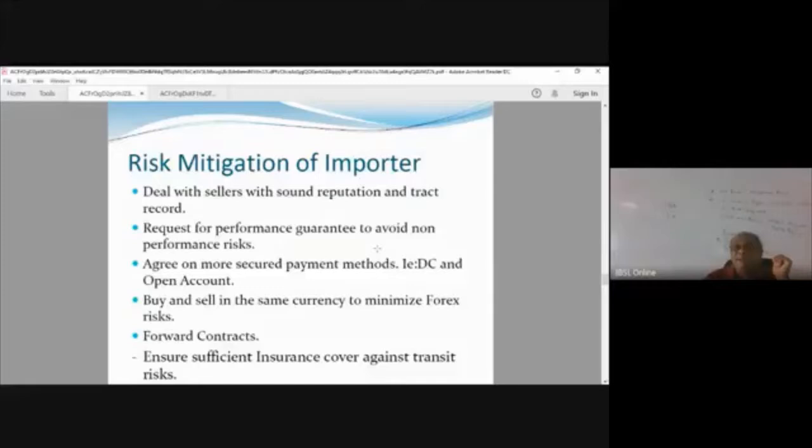Buy and sell in the same currency to minimize forex risk. Very true, if you buy and sell in the same currency you can minimize the forex risk. Buy and sell in the same currency means, if it is a local currency, LKR, and the payment is made in LKR, then no issue, no forex risk. Right? When it comes to a cross currency, then there's always a risk.